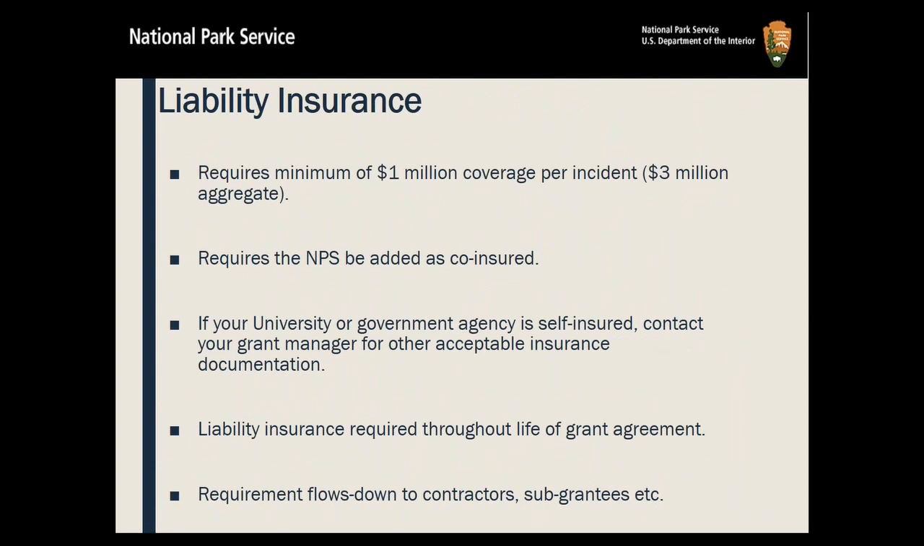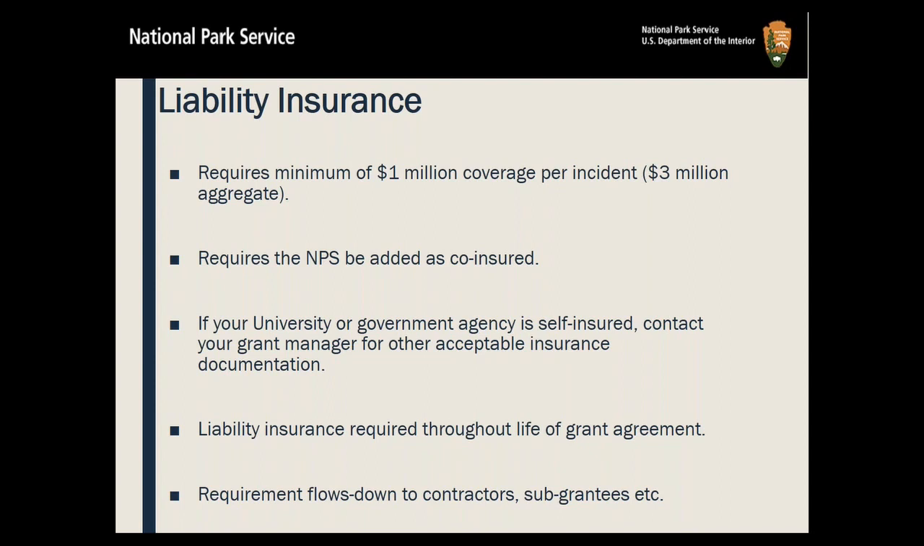Liability insurance. In your grant agreement, it shows that you're required to have a minimum of $1 million of coverage per incident or $3 million aggregate in liability insurance. And what we do is we require you to submit a copy of your liability certificate to us so that we can look it over and make sure that it meets that requirement. It also states that NPS be added as a co-insured on that insurance policy. If your university or government agency is self-insured, you can contact your grant manager to see if there are any other acceptable insurance documentations.